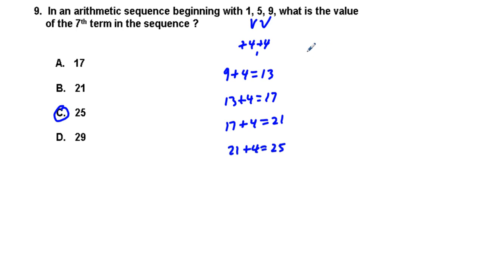Then you can say the equation is a sub n equals a sub 1 plus our common difference times n minus 1. Well, our a sub 1 is going to be 1. Our a sub 7 is going to be 1 plus our common difference, which is 4, times n minus 1, and n is 7, 7 minus 1 is 6. So that's going to also be 25.